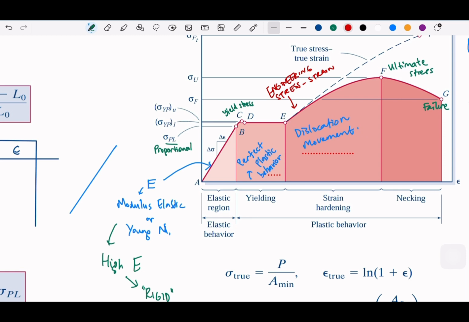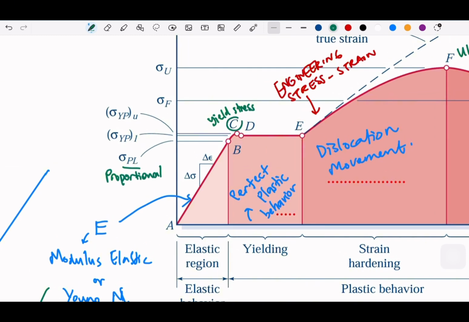C and D is a yield stress, both of them. So C and D, they are yield stress. We call them lower yield or upper yield, depending on their positions.